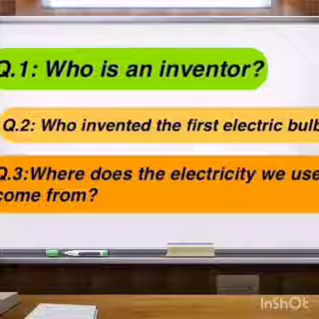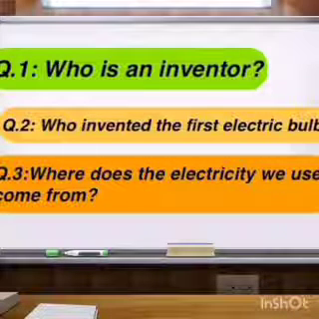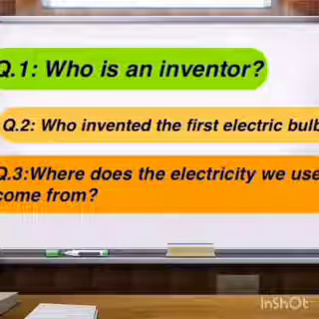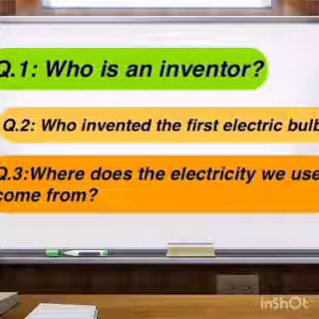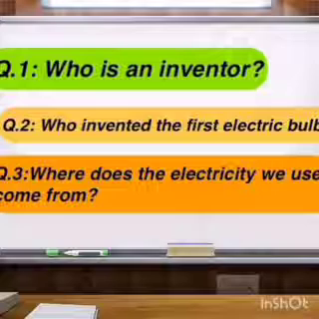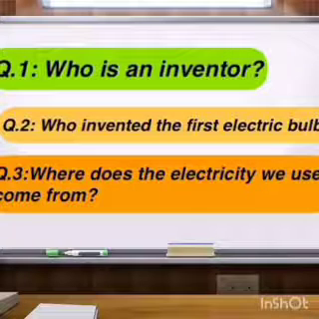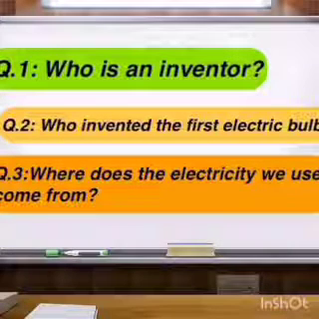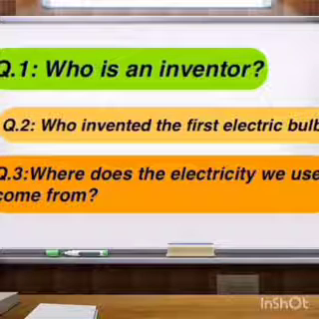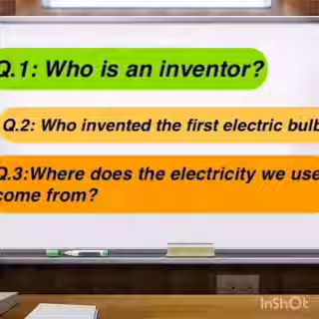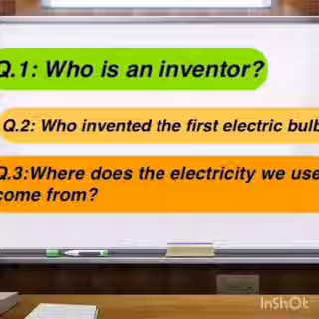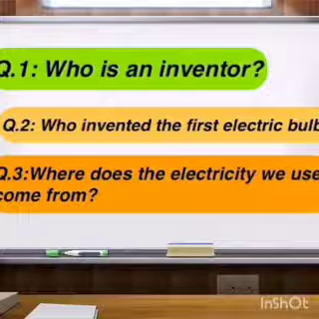Now you have to answer these questions and write them down in your copy. Question number 1: who is an inventor? Question number 2: who invented the first electric bulb? Question number 3: where does the electricity we use come from? You have to answer these questions in your copy.